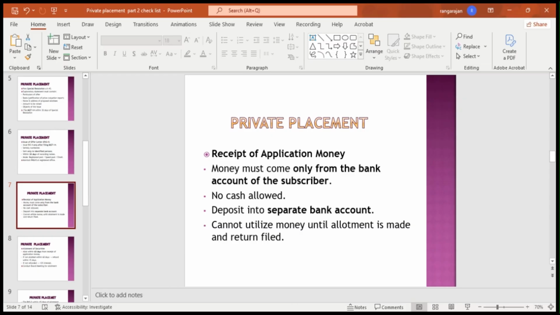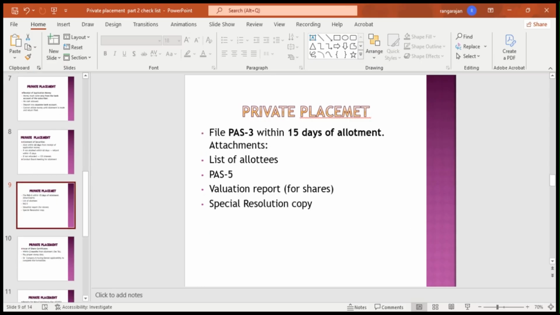So after the money is received, once the PAS4 and offer letter have been issued, we have to give 15 to 20 days. Then all the money comes from the separate bank account, and immediately we convene a board meeting and allot the shares. So once the money has come into the bank from the respective identified persons' bank accounts, the offer period is closed.